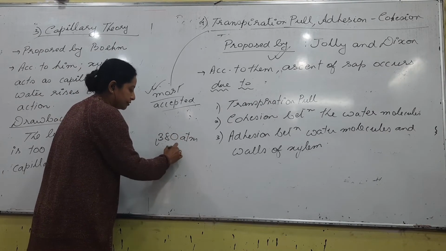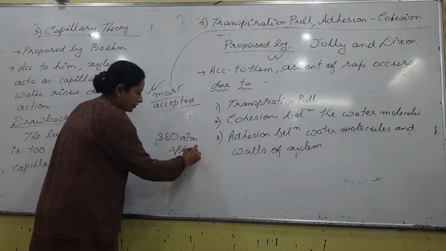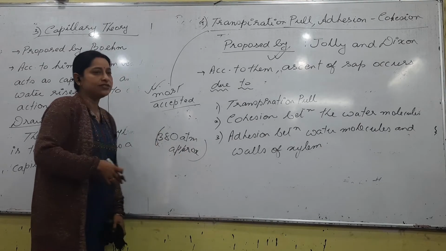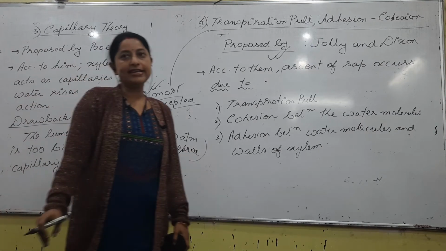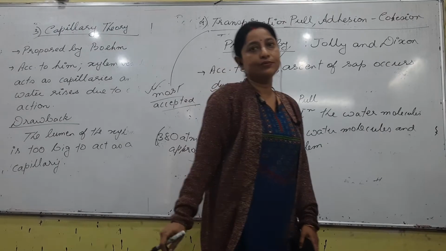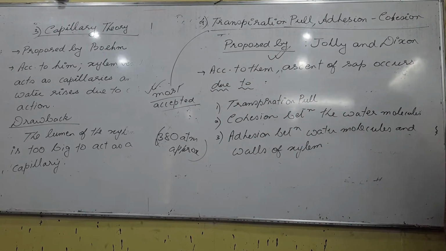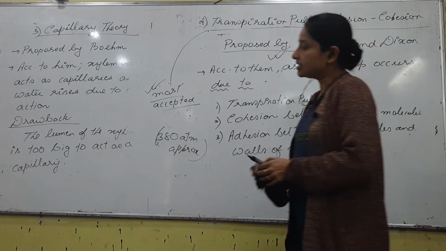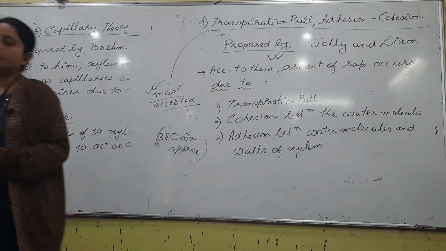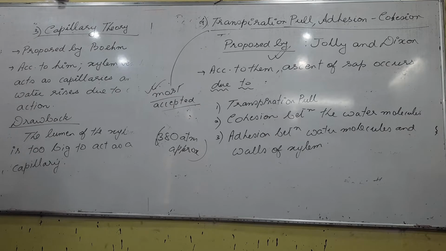Almost. So if we are talking about 380, then obviously we can explain ascent of sap in case of tall trees also. So this is all about the physical theories. Next we have to talk about the vital theories. Write the heading: vital theory.